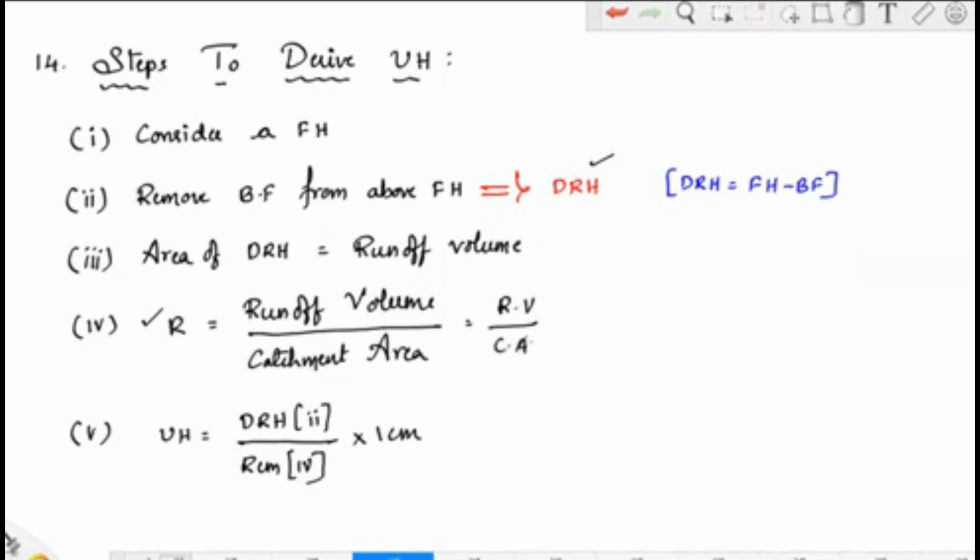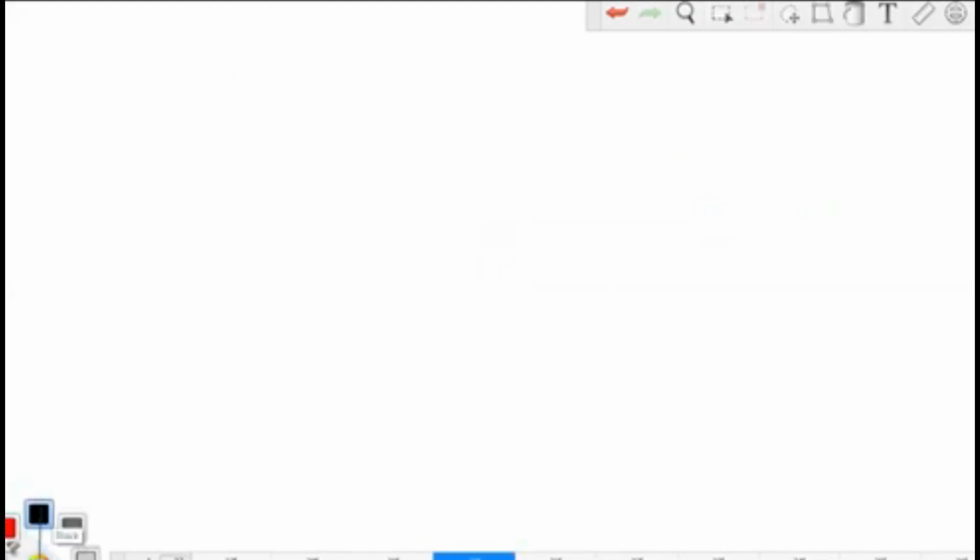So these are the steps to derive a unit hydrograph. Next thing, 15th point: unit hydrographs of different duration.